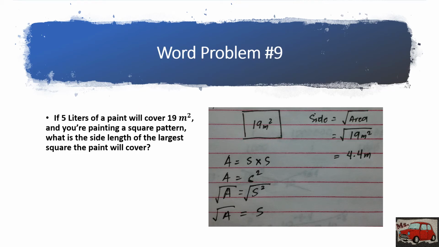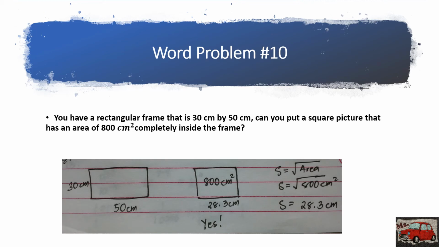Okay? You have a rectangular frame that is 30 centimeter by 50 centimeter. Can you put a square picture that has an area of 800 centimeters squared completely inside the frame? Alright, so ang tinatanong lang dito is, kung meron kang rectangular frame na ang sukat is 30 centimeter by 50 centimeter, pwede ko ba siyang lagyan ng square picture na merong area na 800 centimeter squared?